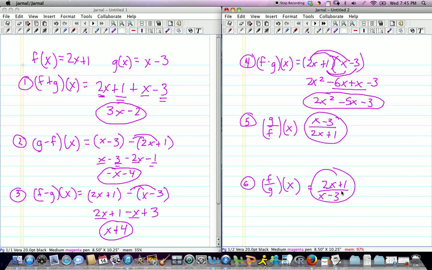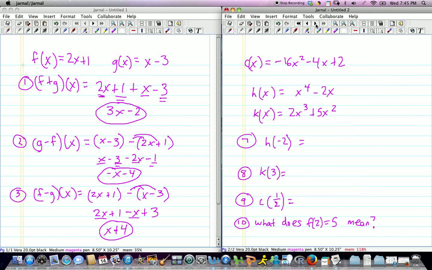It's an important skill for the first unit of pre-calculus. And now we're going to evaluate functions in 7, 8, and 9. Evaluate just means basically I take the given x value, which is always here, and plug it into the function on the outside for x.